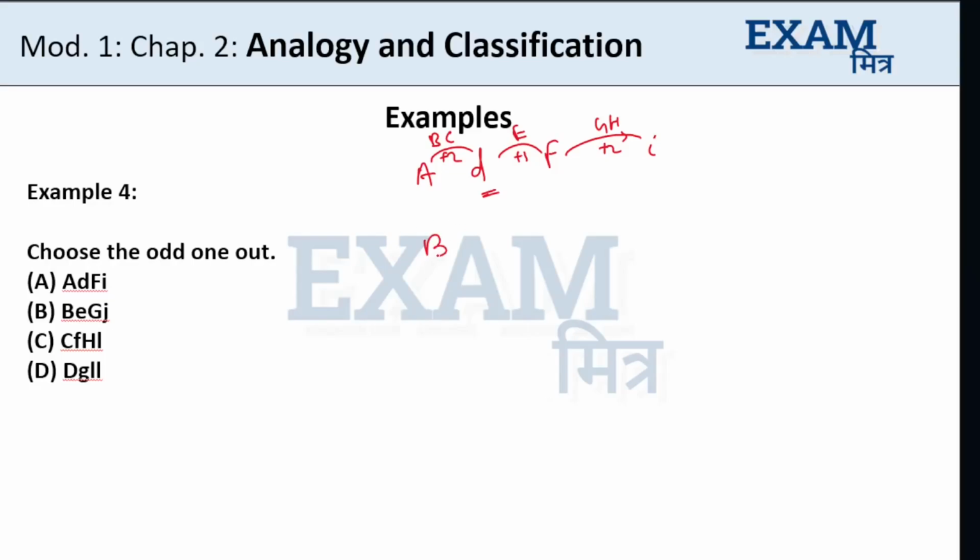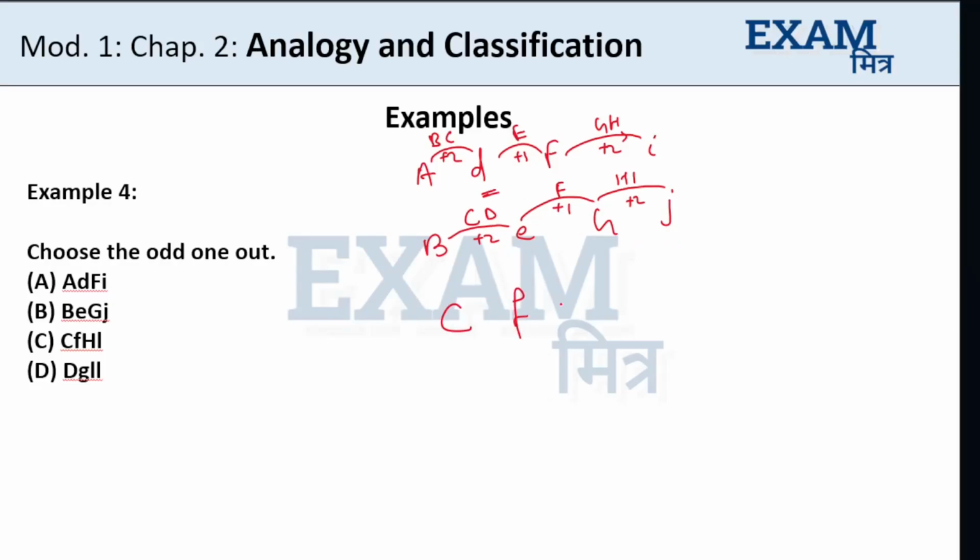Now let's see, is this pattern followed in B, E, G, J? B, then C and D, 2 forward skipping, E, then F, 1 forward skipping, G, H, I, then J. And it is following the same pattern. The first and the third are in capital, the second and fourth are small. So this is good. These two are working good.